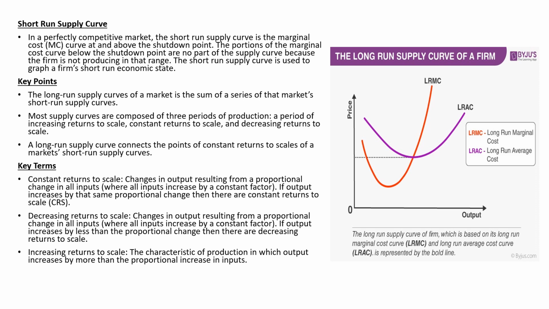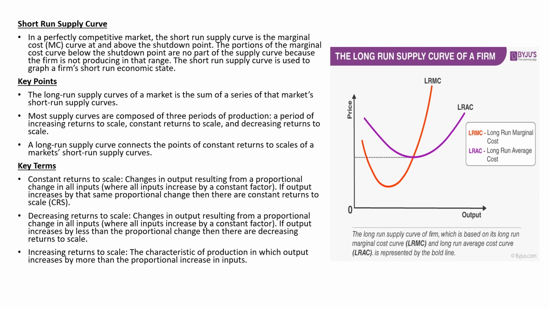The last graph of this module, thank God I can hear everybody's sighs of relief, is the short run supply curve. So in a perfectly competitive market, the short run supply curve is the marginal cost curve at and above the shutdown point. The portions of the marginal cost curve below the shutdown point are no part of the supply curve because the firm isn't producing in that range. So the short run supply curve is used to graph a firm's short run economic states.